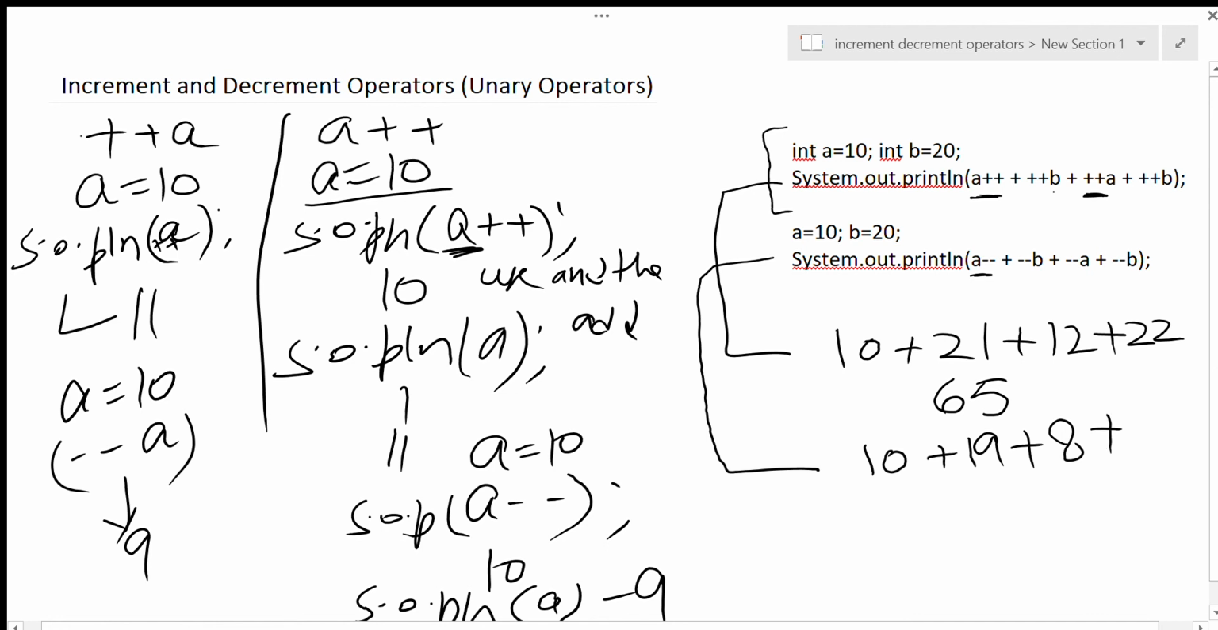Then we go to minus minus B. B is already 19, and subtract 1 more, so it becomes 18. Now if you add the whole thing, this is 29, 10 and 29 is 29, and 8 is 37, 37 and 18 is 55. So that is the answer.